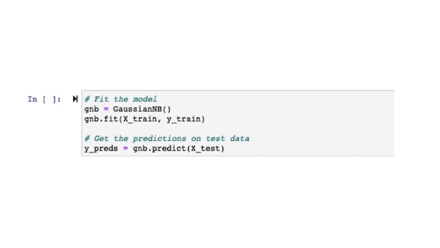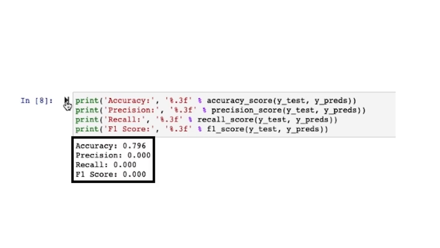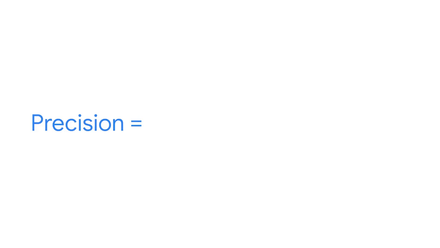Now we can check how our model performs using the evaluation metrics we imported. For each one, we pass to it first the actual Y test data and then the predictions. This isn't very good. Our precision, recall, and F1 scores are all 0. What's going on? Well, let's consider our precision formula.